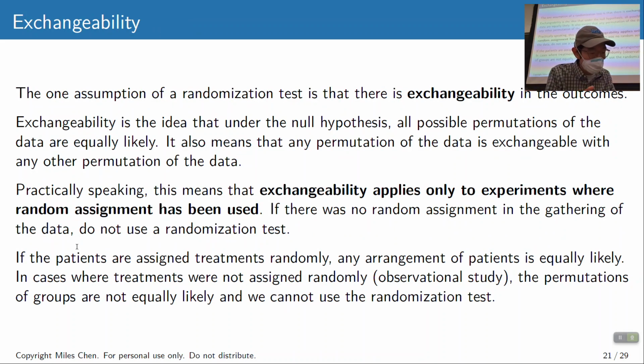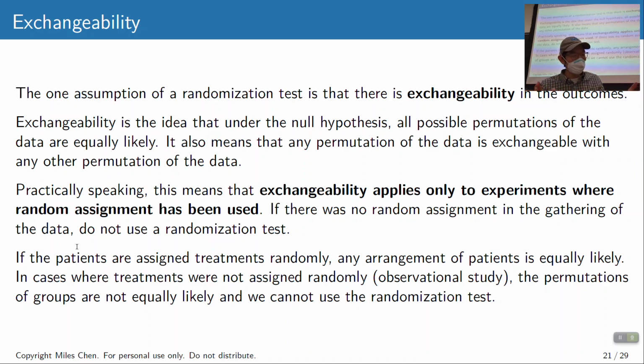Now, before I go on, one important thing is that there is an assumption we're making here. We're not making the central limit theorem distribution assumptions, but the assumption here is exchangeability. Exchangeability is the idea that under the null hypothesis, all possible permutations of the data are equally likely, and any permutation of the data is exchangeable with any other permutation of the data. All right, so it's a bit of a mouthful. What exactly does that mean?